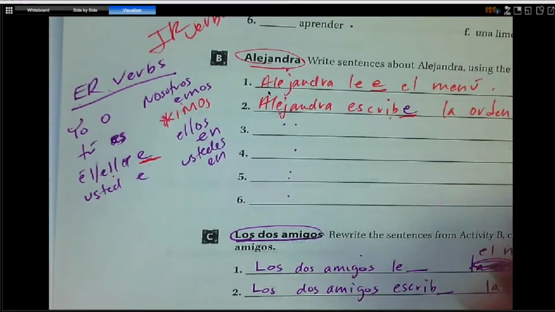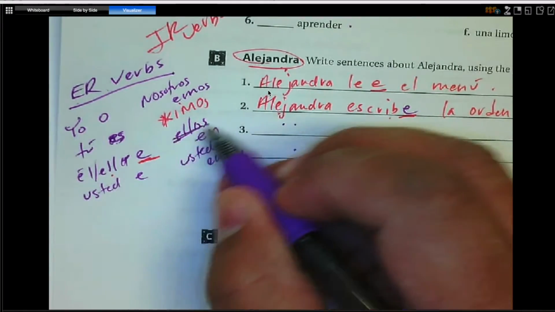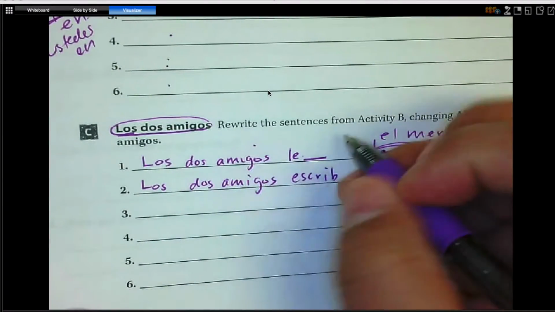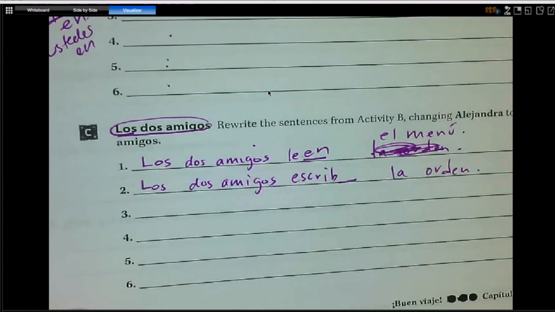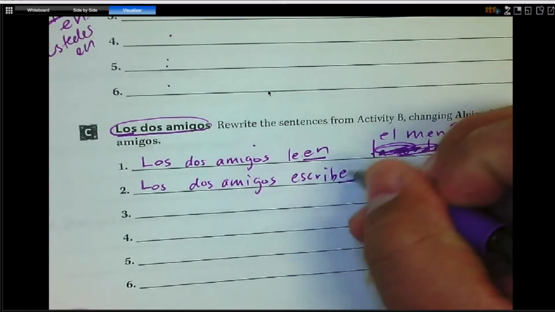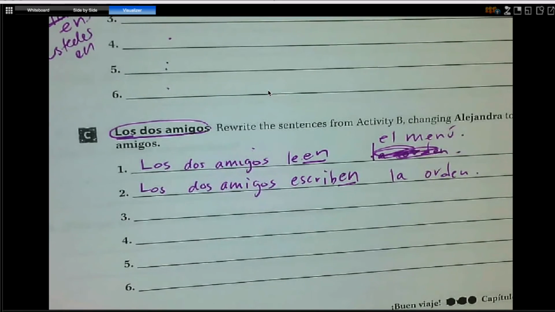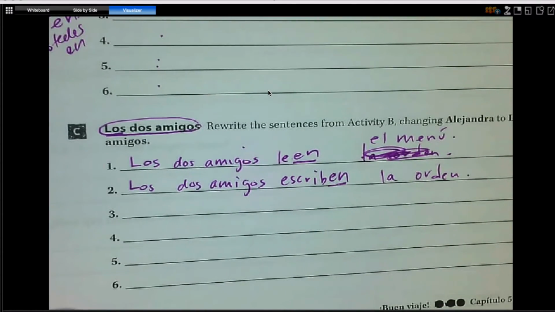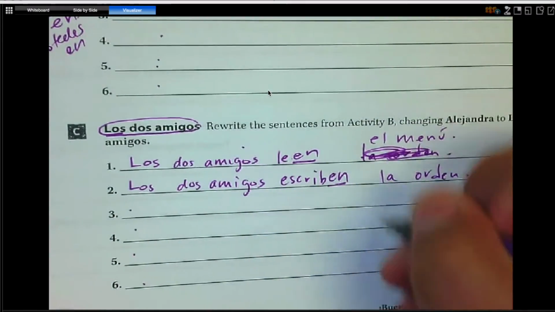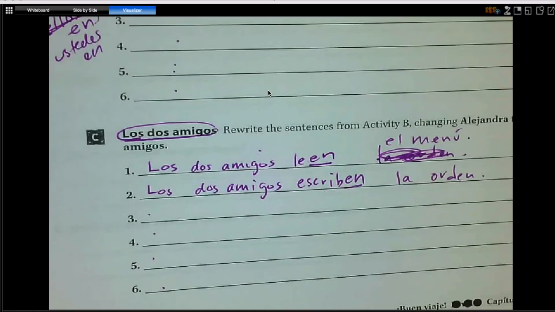So if the 2 friends are the subject, right? The 2 friends could be replaced with ellos, right? So our ending is now going to be en. Okay, so los dos amigos leen el menú. The 2 friends read the menu, and the two friends write the order. Los dos amigos escriben la orden. Okay? Push pause and complete 3 through 6. When you're ready, continue. So you should be all the way straight down. Put your verb, fill out the rest. Okay, next page. Like I said, push pause if you need more time.